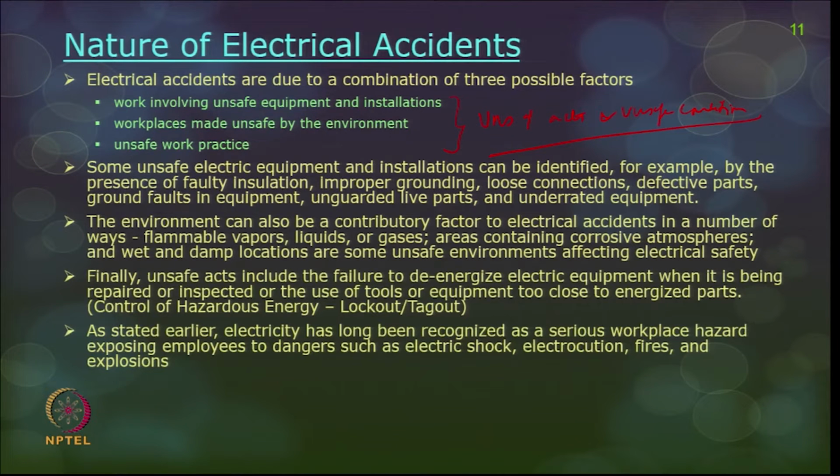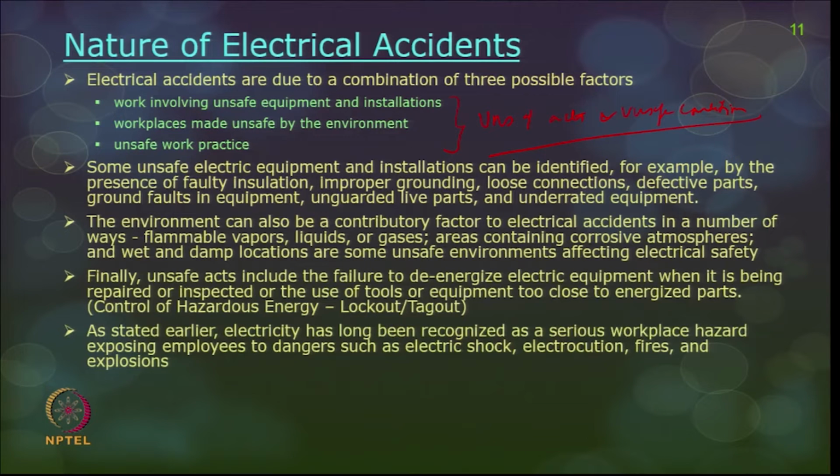Some unsafe electric equipment and installations can be identified. For example, faulty insulation, improper grounding, loose connections, defective parts, ground faults in equipment, unguarded live parts, and underrated equipment. So, for faults in equipment, you have to correct them, otherwise you should not be working on those faulty equipment unless they are repaired, because, as I told in the first slide itself, when the equipment is not working properly, the human body becomes part of the electric circuit.